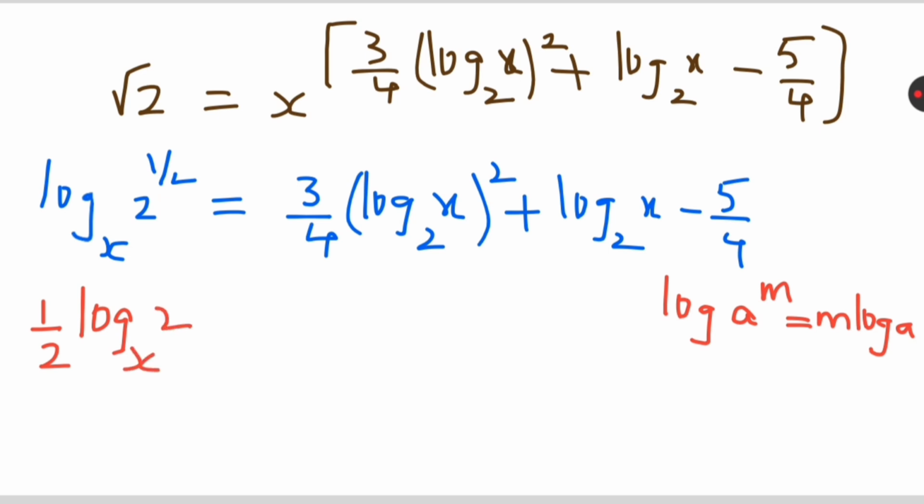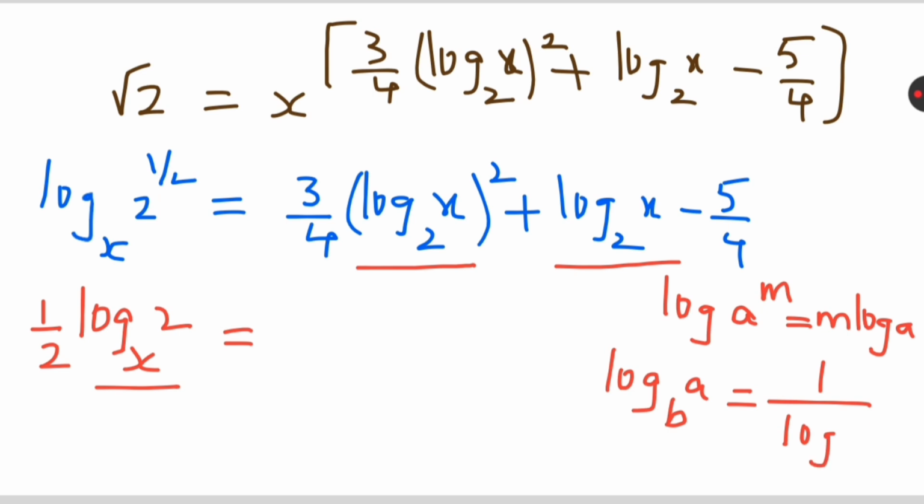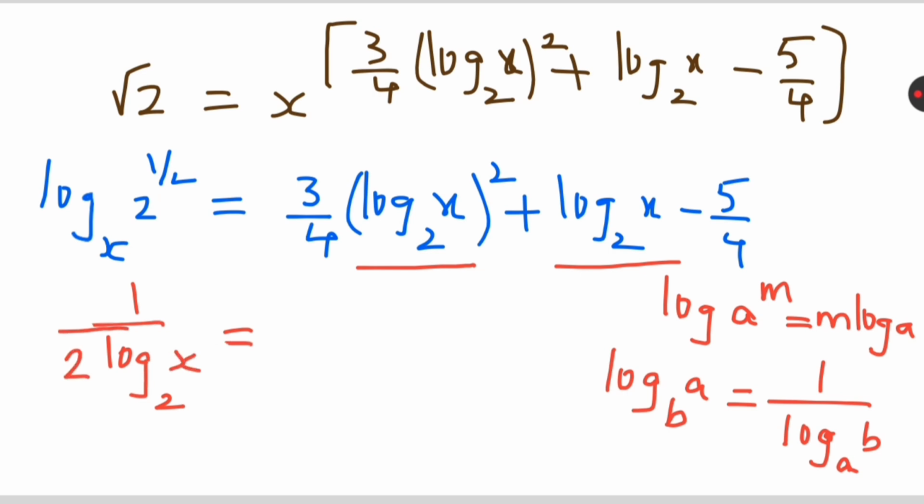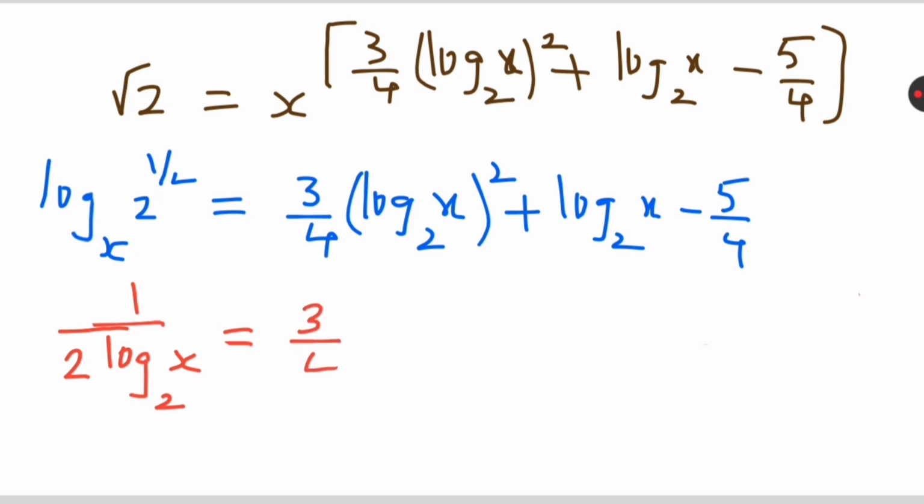So now observe the right hand side. We have a log x with base 2 and here also we have a log x with base 2. But in the left hand side we have log 2 with base x. So now I'm going to use one more property, that is the change of base property. If we have log a with base b, we can write this as 1 over log b with base a. So using this change of base property, log 2 with base x, we can write as 1 over log x with base 2. So the left hand side turns into 1 over 2 log x with base 2. The right hand side we write as it is.